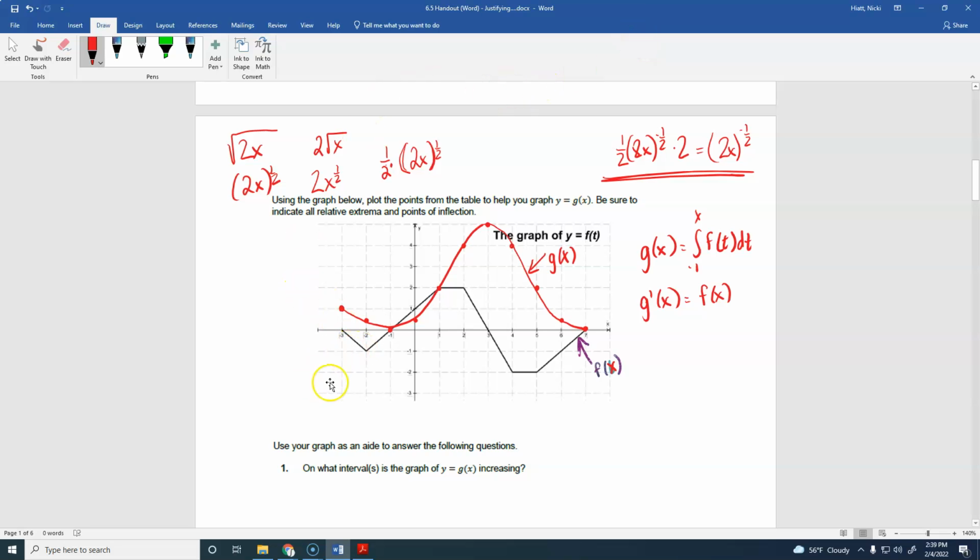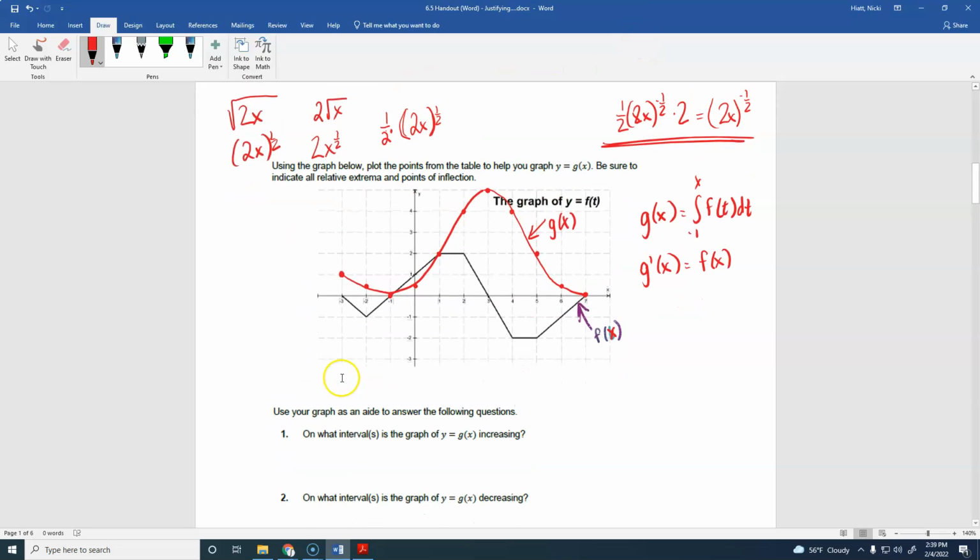All right, so f is the derivative of g right here. So on what intervals is the graph of g increasing? So if we're looking at our red graph here, where's g increasing?